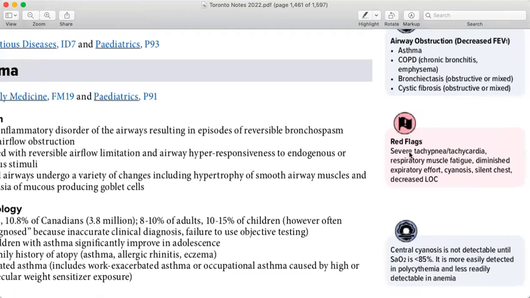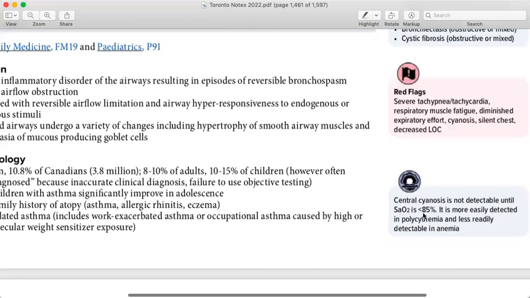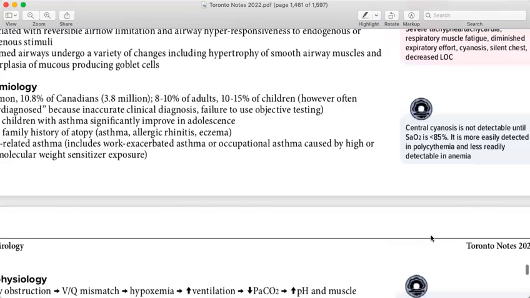Red flags are severe tachypnea, tachycardia, muscle fatigue, diminished respiratory effort, cyanosis. Silent chest is one of the most dangerous signs in asthma. Then decreased level of consciousness. Then coming to central cyanosis, it is not detectable until saturation is less than 85%. And it is more easily detectable in polycythemia, less readily detectable in anemia.